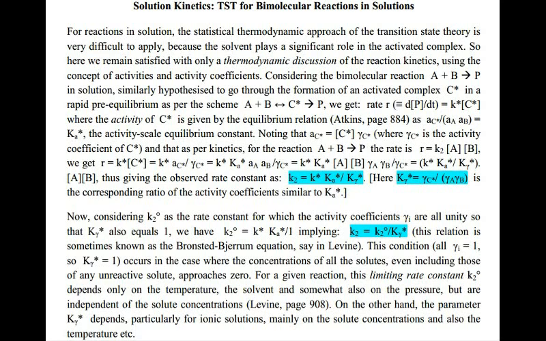This activity coefficient K gamma star will come through the concept of the ionic strength, which is an effective concentration of ions in the electrolyte solution. How is this ionic strength defined, and how does K gamma star depend on it? How does K2 depend on the ionic strength? The observed rate constant depends on the concentration of the ionic electrolytes, the salts in it. That will come in the next part.